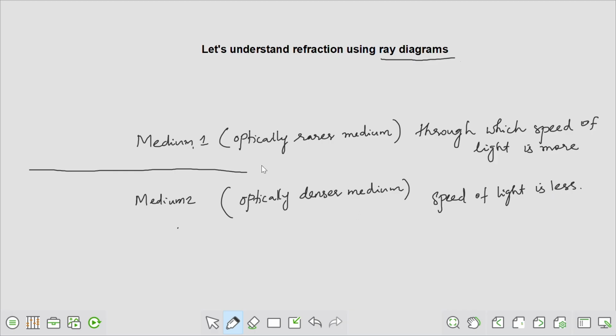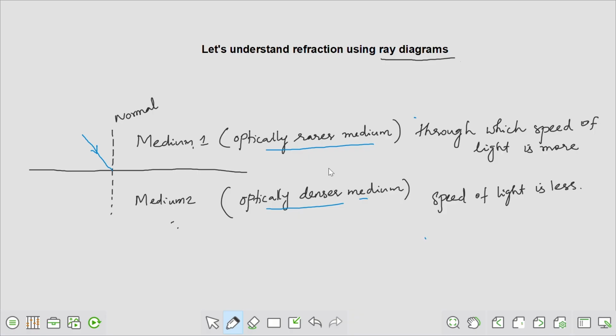I have two mediums, so I'm separating them using an interface. Let's see how light behaves when it enters this medium. This dotted line indicates the normal. As you all know, it is an imaginary line which is perpendicular to the refracting surface. Now let's see an incident ray which hits the interface. It is entering from optically rarer to optically denser, so from more speed to less speed. Since there is a change in speed of light, it bends.